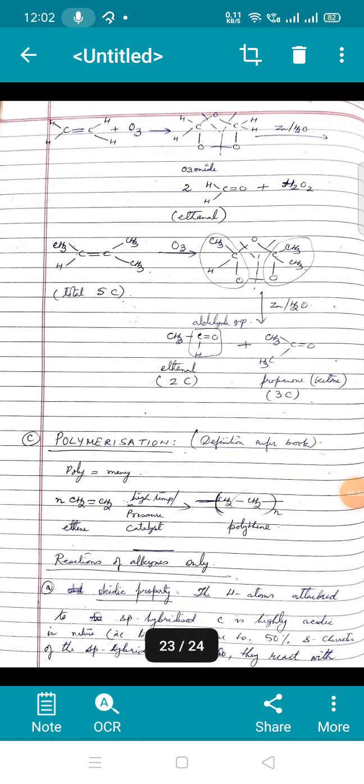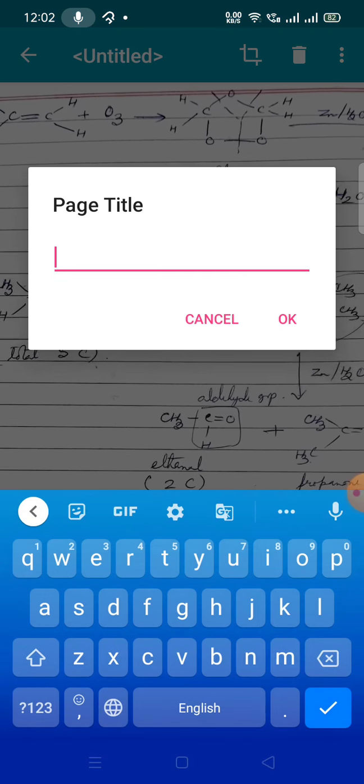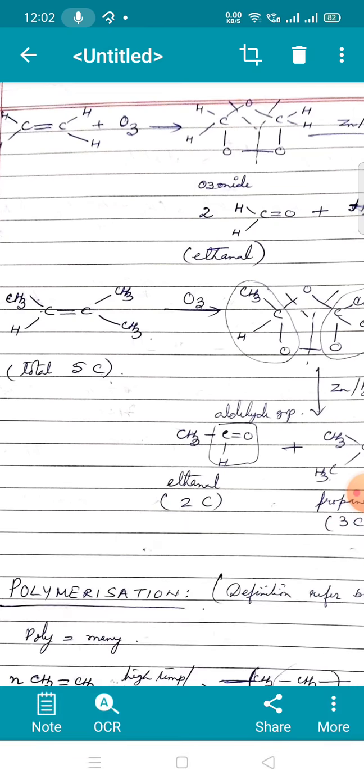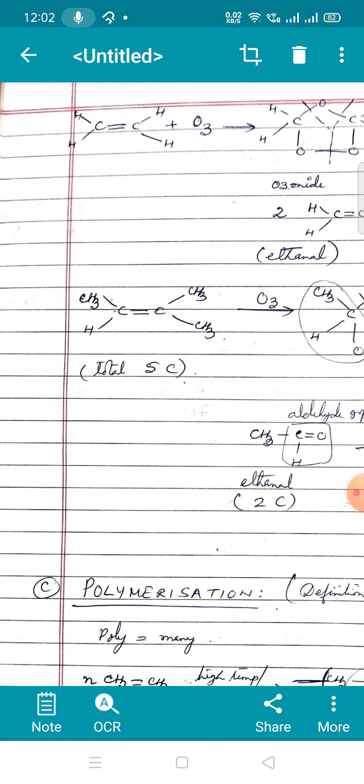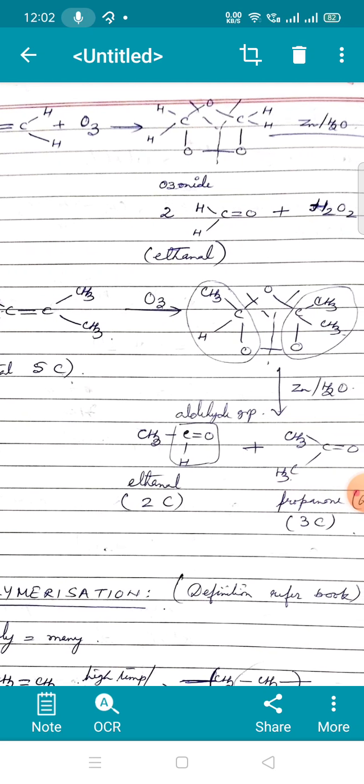So let us have a look. We have taken ethene. We have added ozone. Ozone is a very strong oxidizing agent and it breaks both the bonds between carbon and carbon. So you can see we get a house-like structure without a ceiling where the carbon-carbon double bond is broken and 3 oxygens of ozone get attached to 2 carbons in this manner.